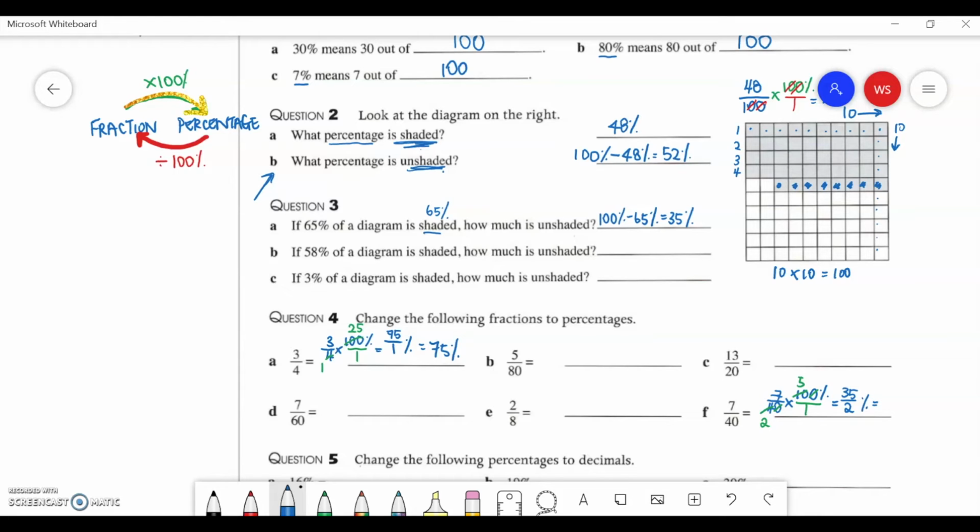You do need to convert that to a mixed fraction from there. So that will give you 17 1/2%. So don't forget your units. Pause this video and carry out the rest of the questions in question 4.